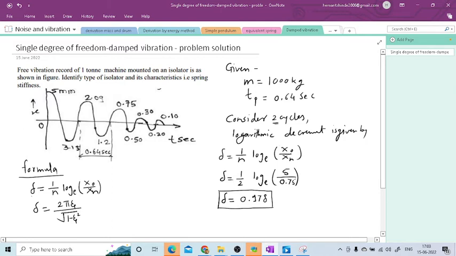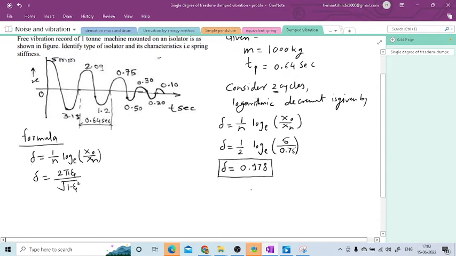There is no unit to this delta because it is the logarithmic decrement, means it is the ratio of the 2 amplitudes. So whatever the values you put in mm, in meter, or in centimeter, that unit will be cancelled. So I have not converted this mm into meter. I have directly put all the values of amplitude here, and this is the unitless quantity. So we got the logarithmic decrement.